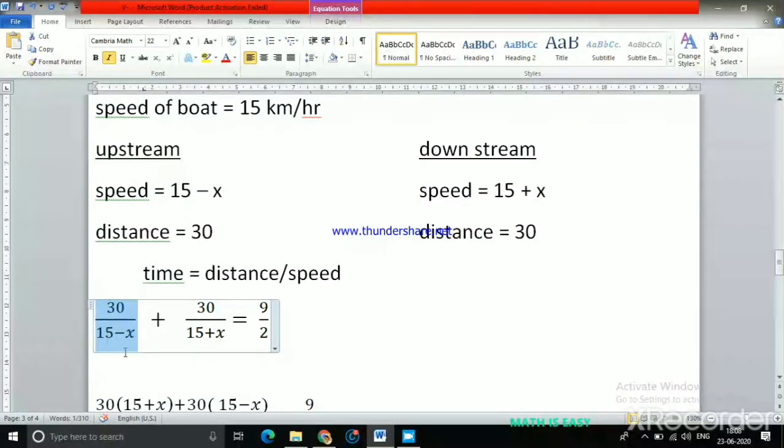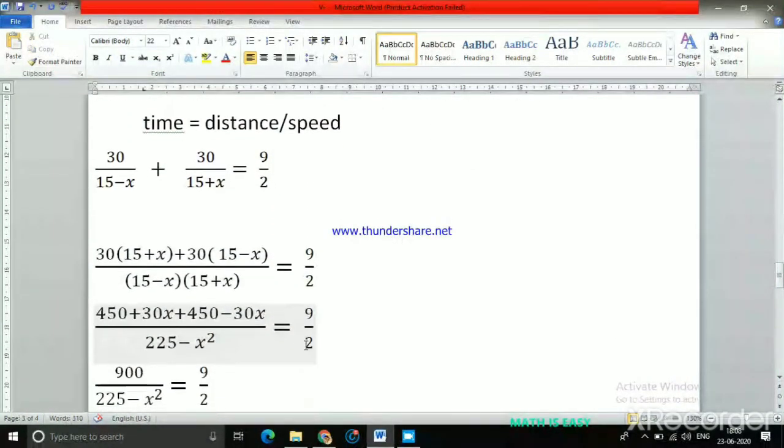So this is the time of upstream and this is the time of downstream. Why is it the time of downstream? Time is distance upon speed. Downstream distance is 30, speed is 15 plus x. So upstream time plus downstream time, together, will be 9/2. See, okay, so you have written it here.